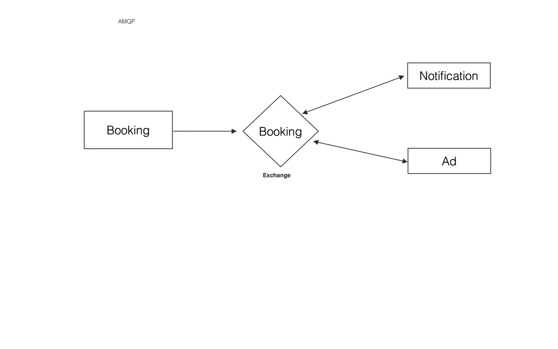Now, with the exchange, we also send this routing key. We'll know what this routing key is. So the exchange is like a post office or postman sort of thing. Now it has a routing key.